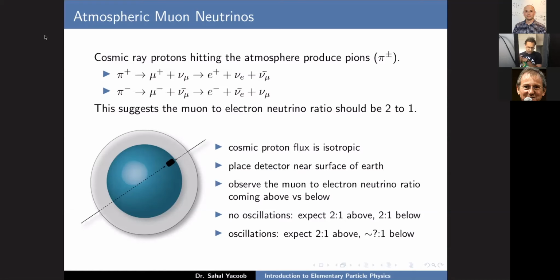High energy cosmic ray protons hit the top of the atmosphere producing pions. These pions decay to muons. The muons then decay to electrons. And in this chain, we end up with two muon type neutrinos and an electron neutrino, regardless of whether we produce a pi plus or a pi minus. So if we measure these, we should be able to measure a muon to electron neutrino ratio of 2:1.